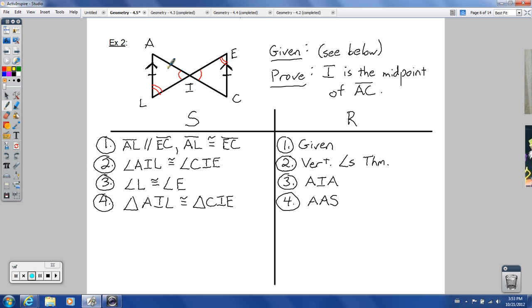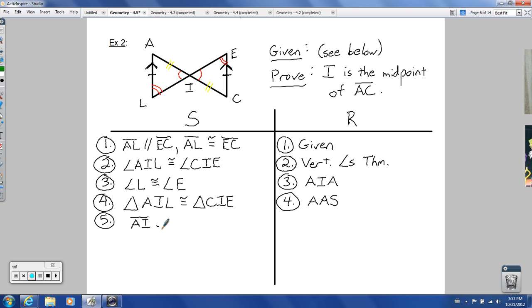And this one I could now say that, don't write this down again, but I could say that this is true based on what I just did. So because of that, again, don't write the yellow stuff down. This is just kind of to be thinking about. Now I can say here that segment AI is congruent to segment IC. And that would be true because they're corresponding parts of congruent triangles. So corresponding parts of congruent triangles are congruent.